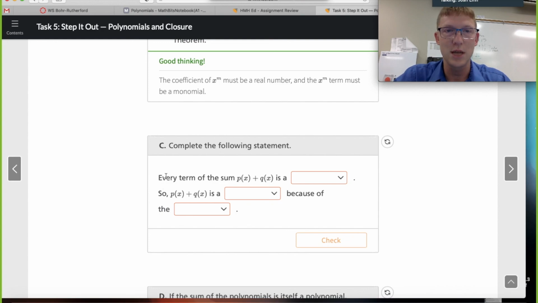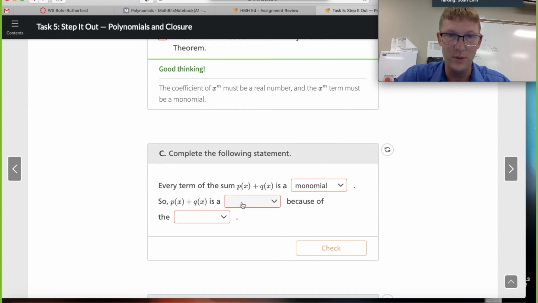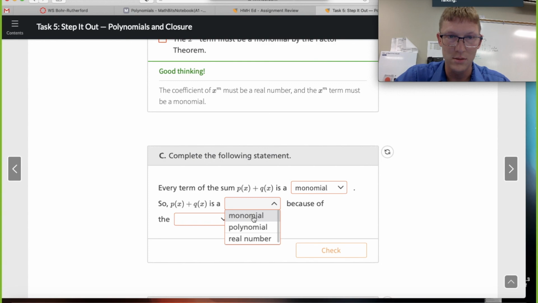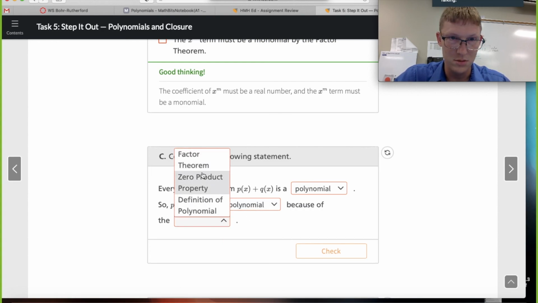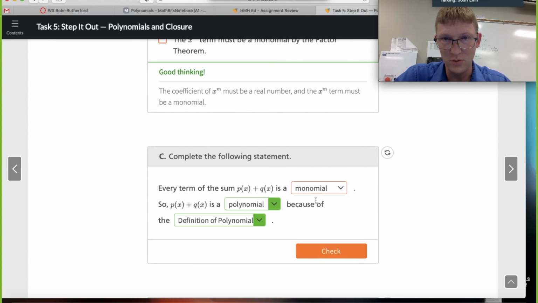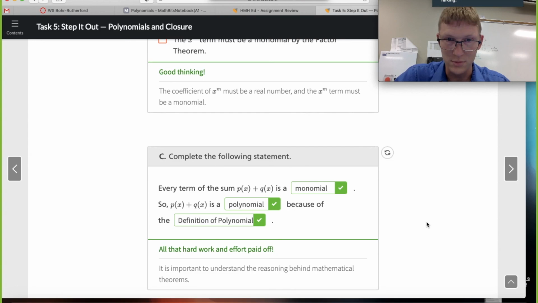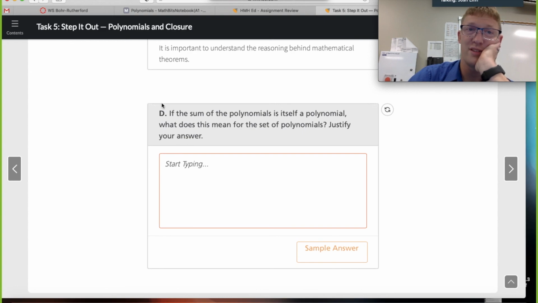So complete the following statements. Every term of the sum P of x plus Q of x is a monomial. No, I take that back. Is a polynomial because of the definition of a polynomial. So this was probably a monomial. All that hard work and effort paid off. So the sum of the polynomials itself is a polynomial.